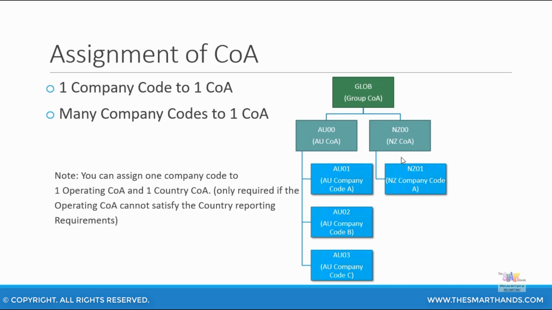This is the general structure of a multinational organization, where sometimes in one country you might have only one company operating, sometimes another country might have multiple companies operating, but then they all use that particular country's chart of accounts. And then these two are linked to the main group chart of accounts for your group reporting.